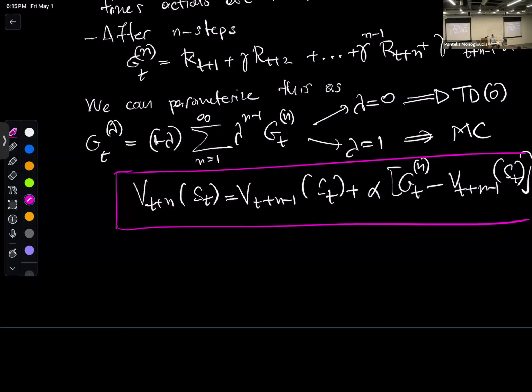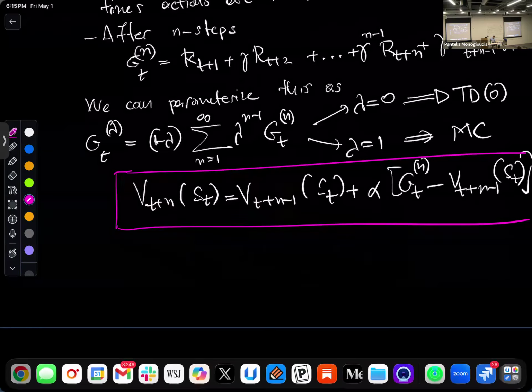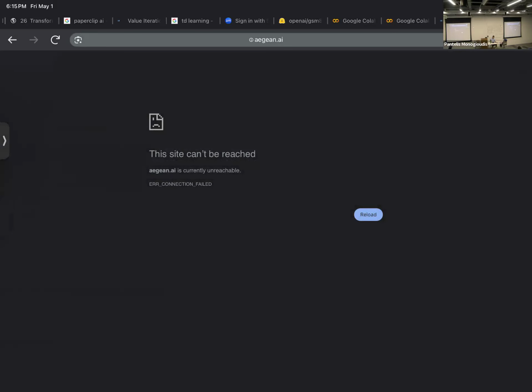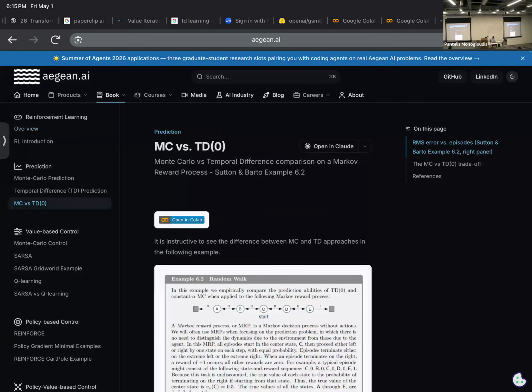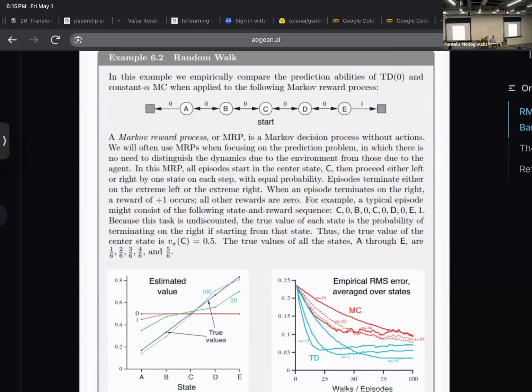What I want to do now, however, is to go through an example so that we can understand the difference between Monte Carlo and TD of lambda using just a very small example, and then it will be a bit more clear what's happening. So I am going to use the example which I have on the website. In fact, I think I updated this example today. This is the example of MC versus TD of 0. This example is coming straight out of the Sutton book, and the notebook is matching the graphs that are there in the book using Python code.